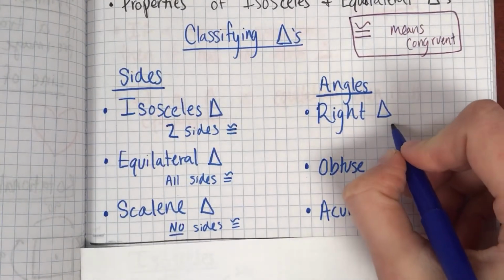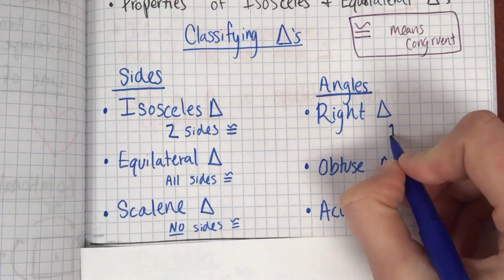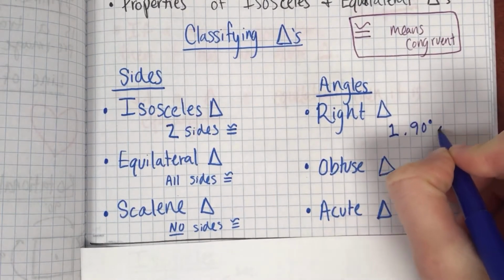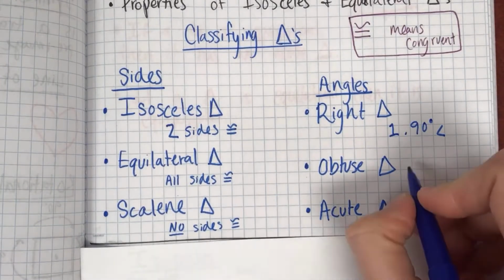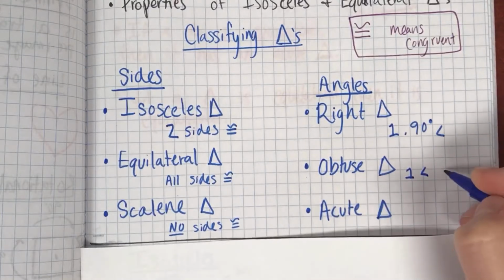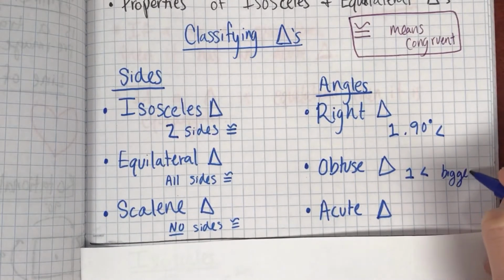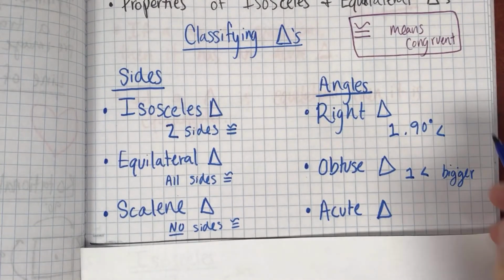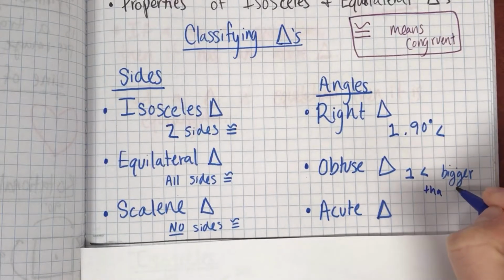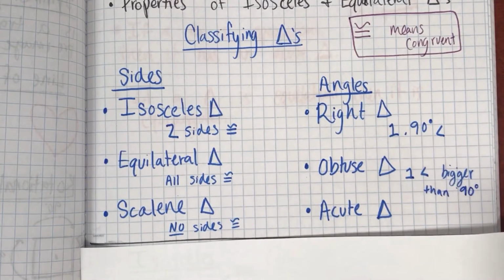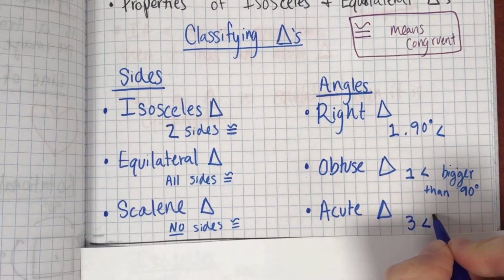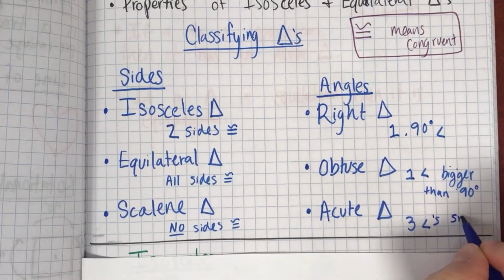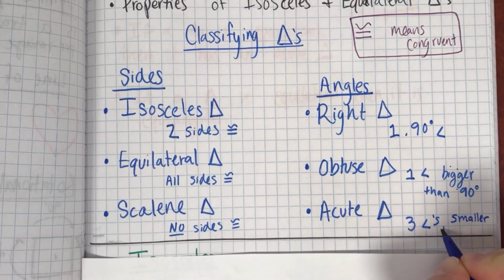If you have a right triangle, we have one 90-degree angle. If we have an obtuse triangle, we have one angle, and that would be bigger than 90 degrees. And an acute triangle means we have three angles, and those are smaller than 90 degrees.